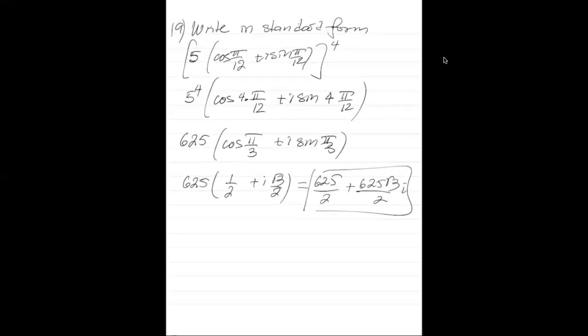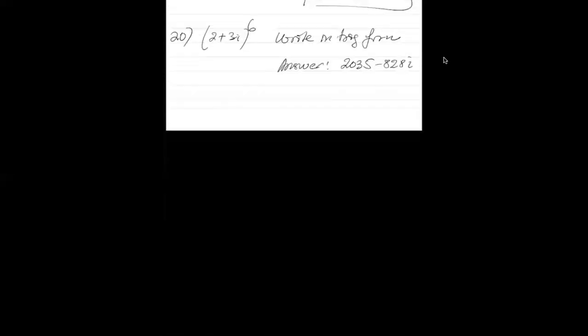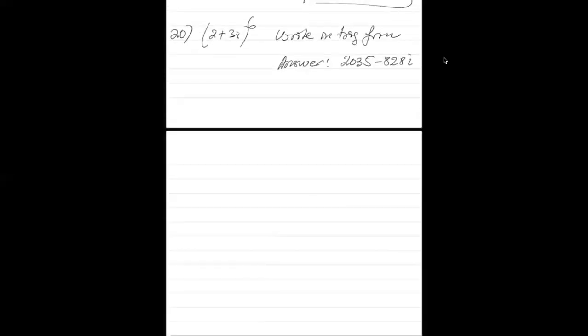All right, so if the number is not given in the trig form, if it's in standard form, 2 plus 3i, for example, to the 6th power, you need to write it in trig form first, and then apply the de Moivre theorem. So you should get here the answer 2035 minus 828i.